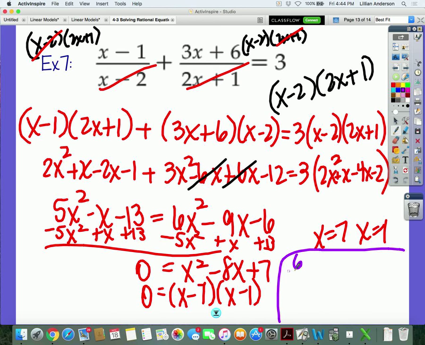7 minus 1 is 6. 7 minus 2 is 5. 7 times 3 is 21. Plus 6 is 27. 7 times 2 is 14. Plus 1 is 15. Try to see if that equals 3. So I'm going to cross and then add them together. So 6 times 15 is 90. 5 times 27 is 135. 5 times 15 is 75. I have 225 divided by 75, and yes, indeed, that is 3.